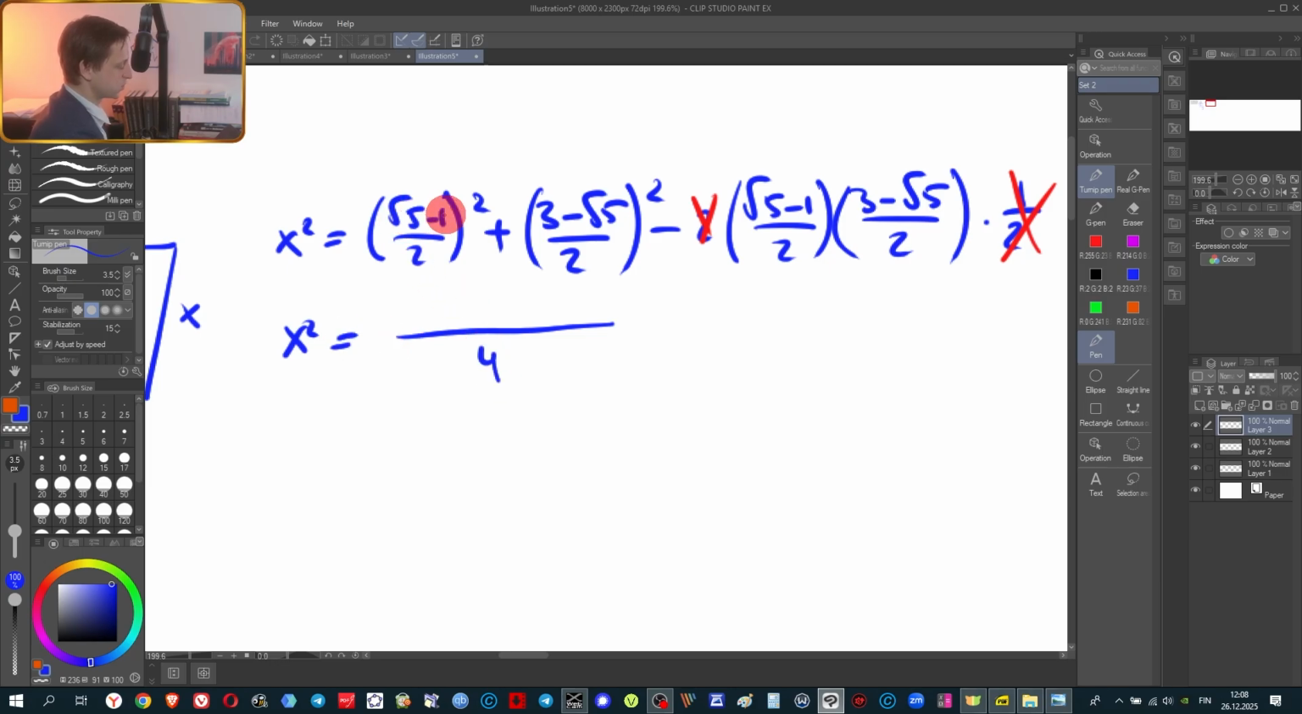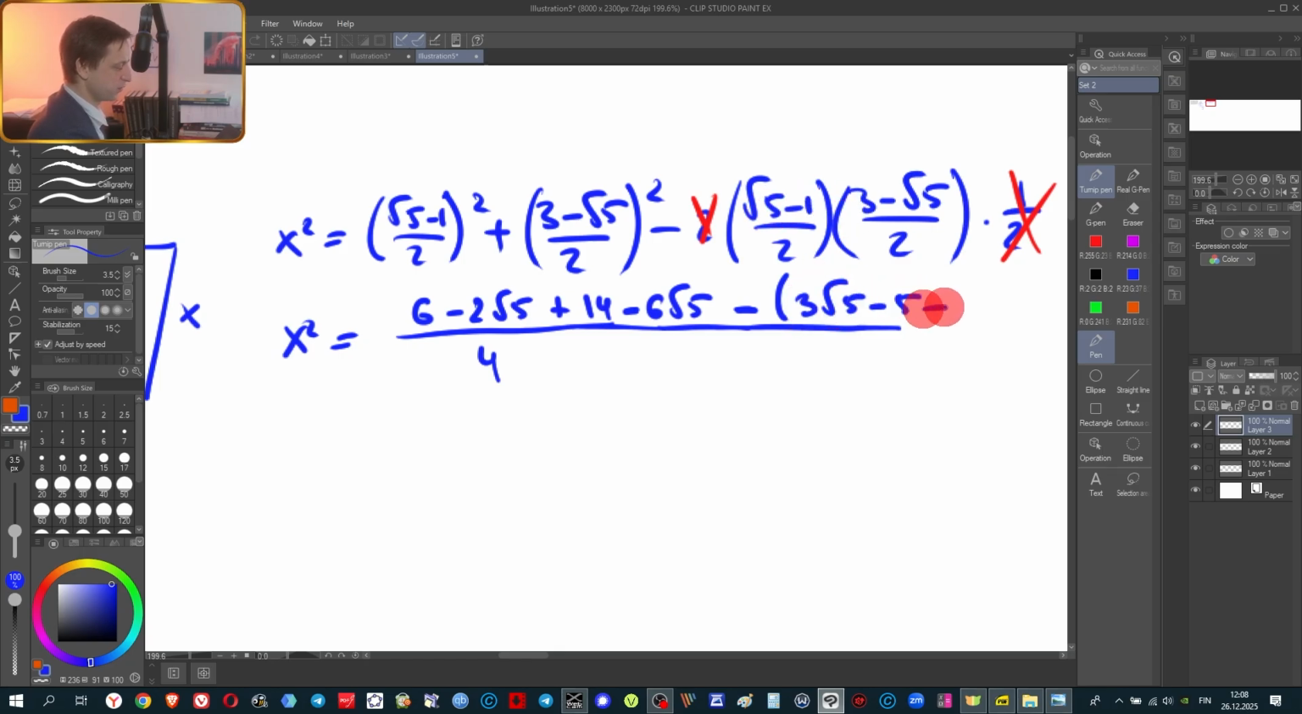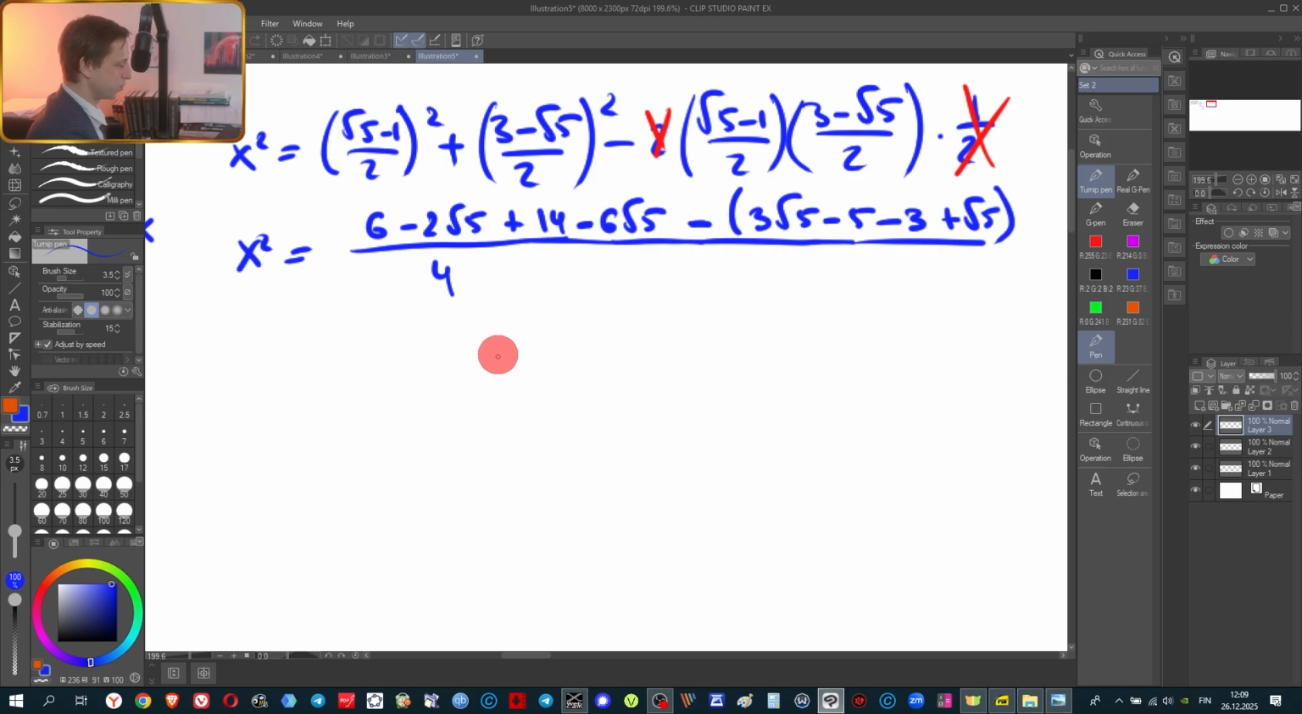So here you have the square of this one plus the square of this one: 6 minus 2 square root of 5, plus the square of this one will be 9, 5 plus 14 minus 6 square root of 5, and minus, here the common denominator is 4, and I need just to multiply everything here. So 3 square root of 5 minus 5 minus 3 plus square root of 5. So it will look like this. Perfect, and we have one more step to go.